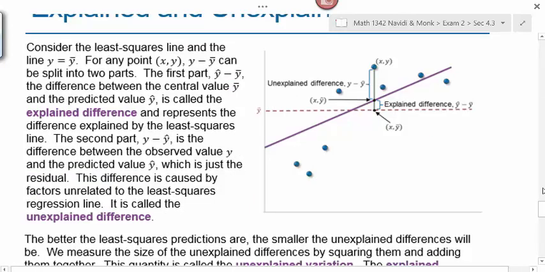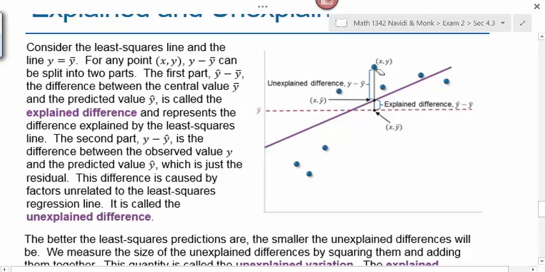Consider the least squares line and the line y equals y bar. Y bar is just your average value. If you have y equals y bar, it's just a constant function passing through your average value for y. For any point, y minus y bar can be split into two parts. The first part, y hat minus y bar, gives us what we call our explained difference. The difference between the central value y bar and the predicted value y hat is called the explained difference and represents the difference explained by the least squares line.